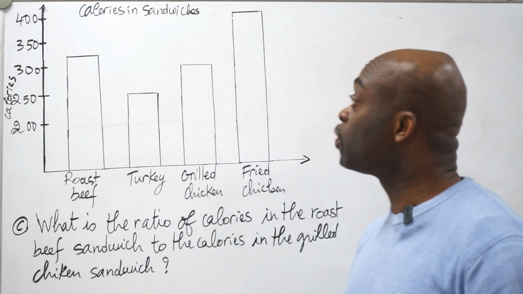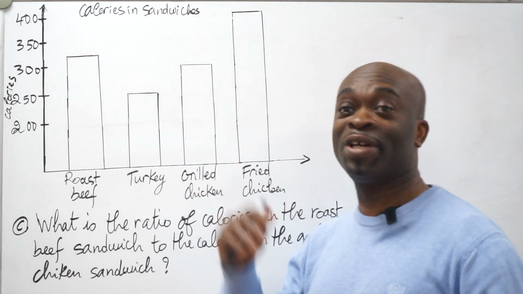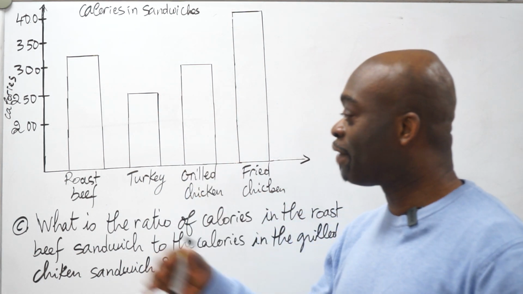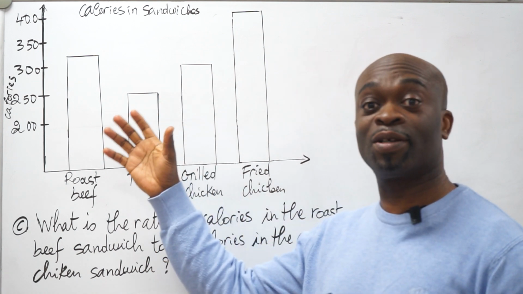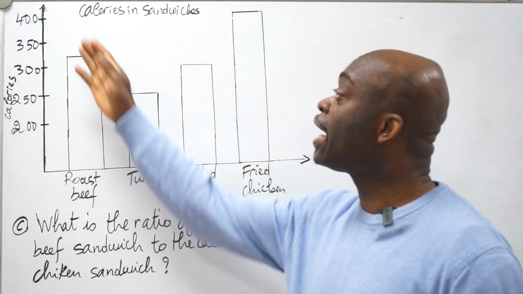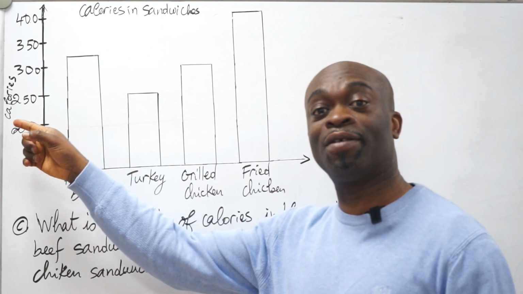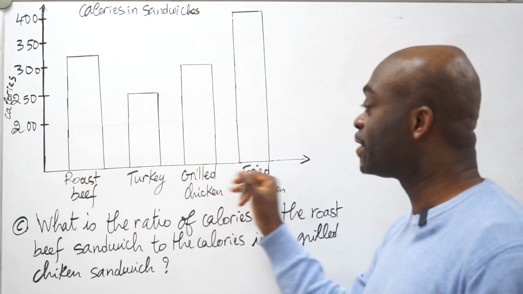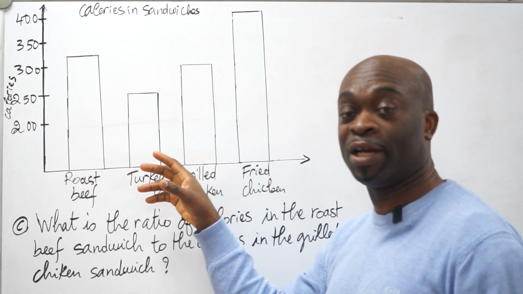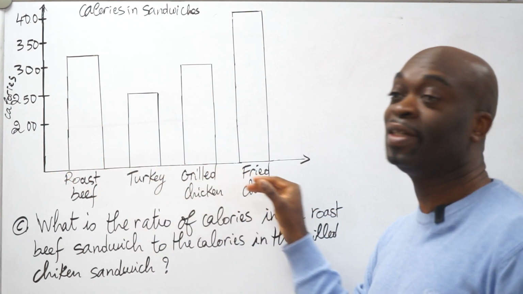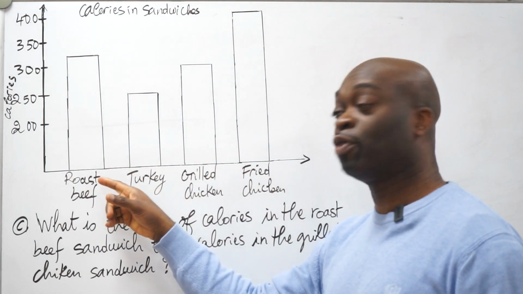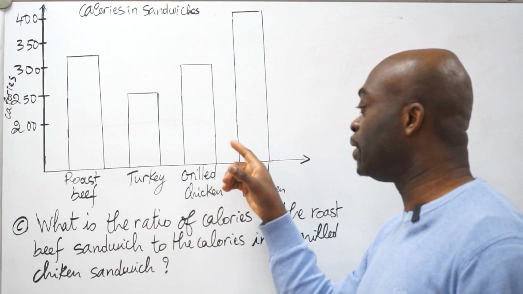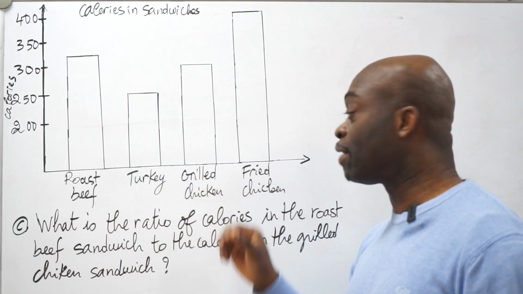All right, ladies and gentlemen, so what do we have here? We still have the calories in sandwiches, and we have question C. Remember, what's happening here is that we have this statistical graph, where the y-axis has the calories and the x-axis has the sandwiches. So it's just the vertical line, and this is the horizontal line. On the horizontal line, we have the roasted beef, the turkey sandwich, the grilled chicken sandwich, and then the fried chicken sandwich.